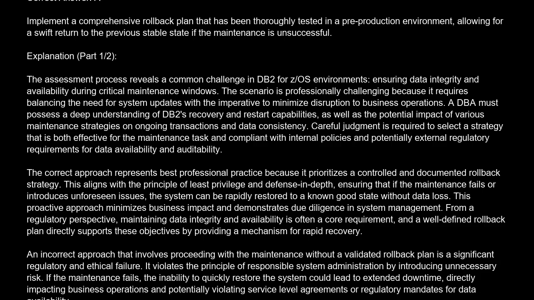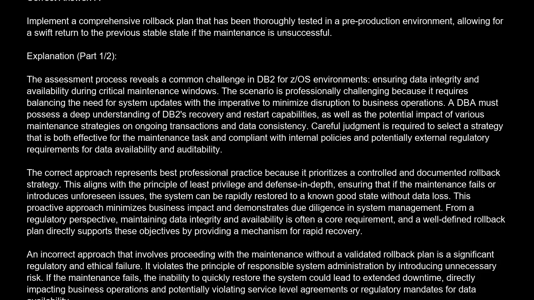The correct approach represents best professional practice because it prioritizes a controlled and documented rollback strategy. This aligns with the principle of least privilege and defense in depth, ensuring that if the maintenance fails or introduces unforeseen issues, the system can be rapidly restored to a known good state without data loss. This proactive approach minimizes business impact and demonstrates due diligence in system management.